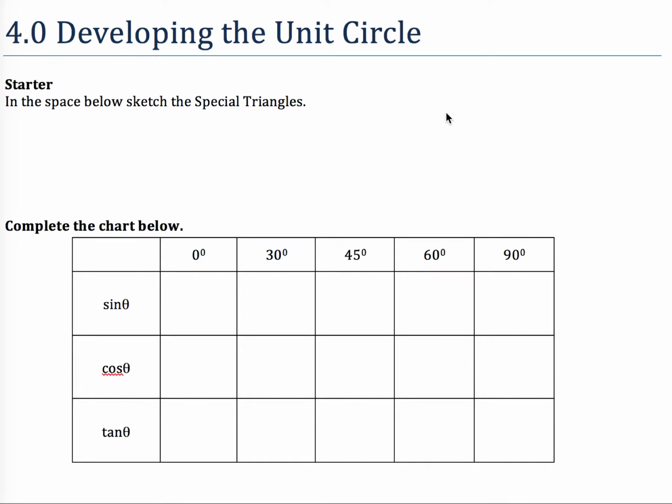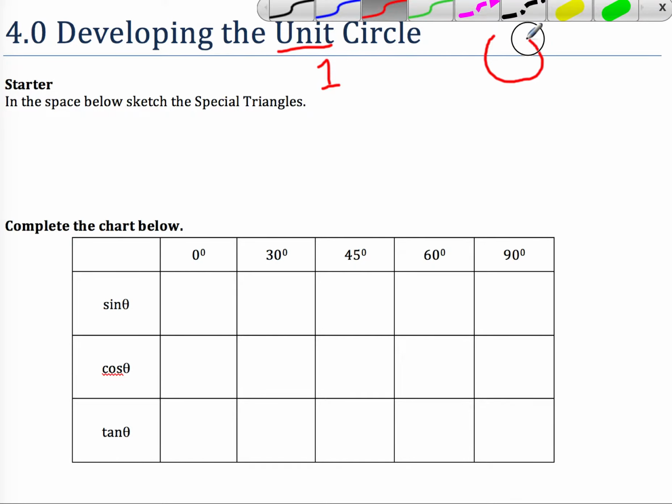Hello, today we are going to talk about developing the unit circle. And you can probably guess from the name that unit means one and what a circle looks like. So this is probably going to be a circle with a radius of 1. Before we begin here, we're going to start off by just sketching some of our special triangles.